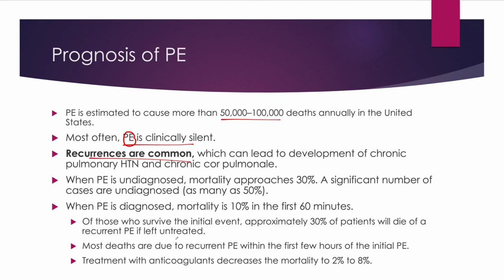What we see is that most of the time when a PE is diagnosed, the mortality is about 10%, and usually that's within the first 60 minutes, those big catastrophic PEs. Of those who survive the initial event, approximately 30% will die of a recurrent PE if left untreated. That's why it's so important that we make the diagnosis and we treat them to try to prevent this. Okay.